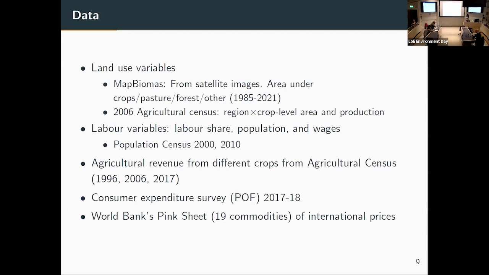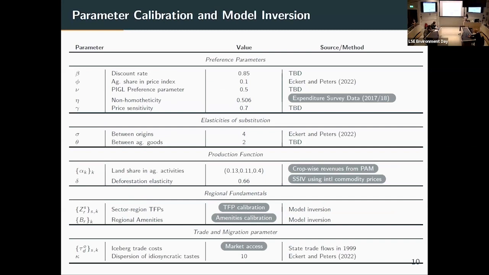Yeah, it's a very macro approach to look at this issue. I'm going to use data from various sources, mostly MapBiomas for all the satellite images on land use, the population census for information on labor, and also the agricultural census for information on revenues from different crops, and on labor for different agricultural activities, and more data to estimate some of the parameters. I'm not going to go into detail through this slide. The key takeaway here is that there are some parameters that are estimated from outside the model, which are the ones that don't have regional subscripts.